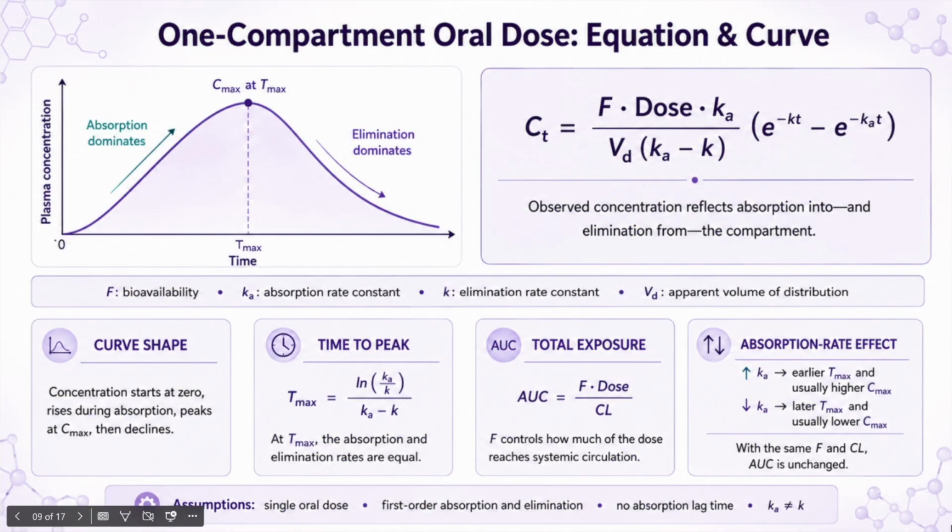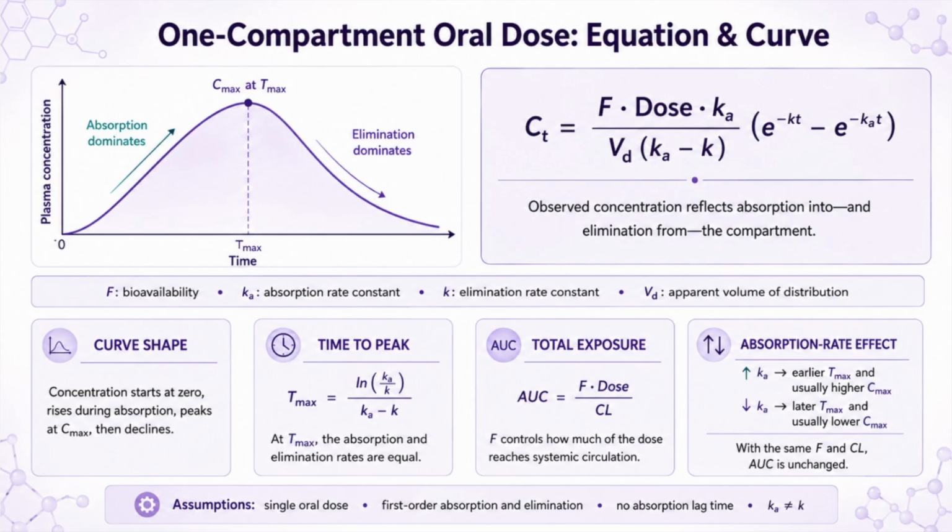For oral administration, the equation must describe two simultaneous processes: absorption into the systemic compartment and elimination from it. The equation shown here is known as the Bateman function. C at time t equals F multiplied by dose and the absorption rate constant divided by Vd multiplied by the differences between Ka and K. This is then multiplied by the difference between e to the power of minus Kt and e to the power of minus Kat. F represents bioavailability, the fraction of the administered dose reaching systemic circulation unchanged.